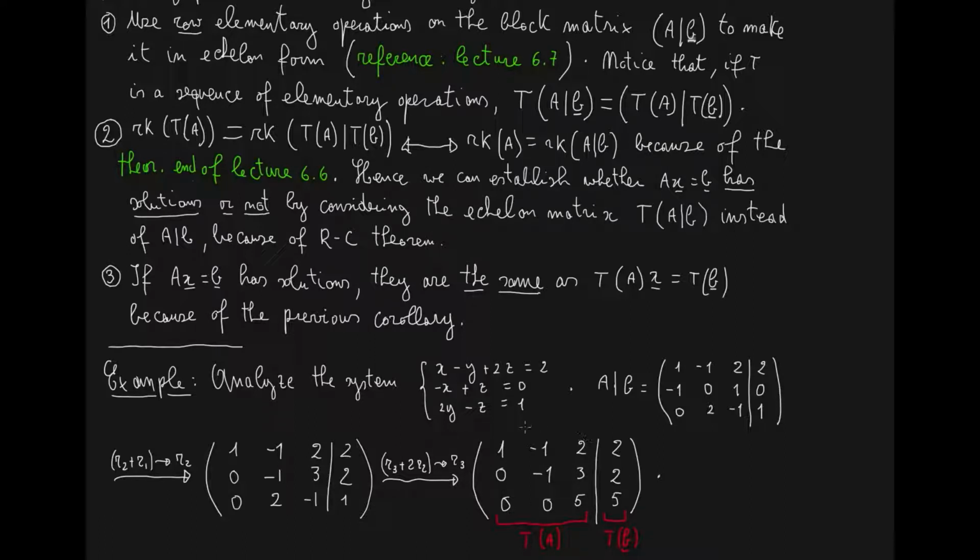Notice that, as we noticed before, T of A slash B was the block matrix T of A slash T of B. So the first three columns on the left are precisely T of A, the transformed matrix of A. And the last column vector is the transformed matrix of B.